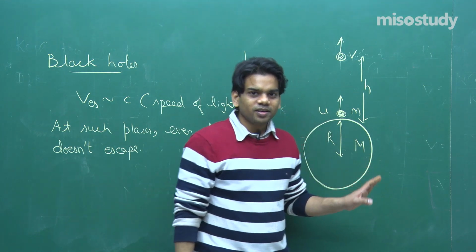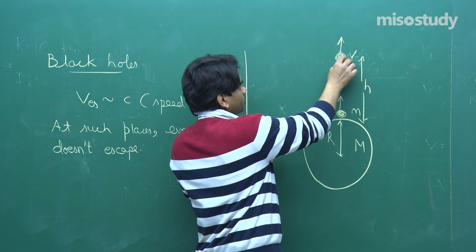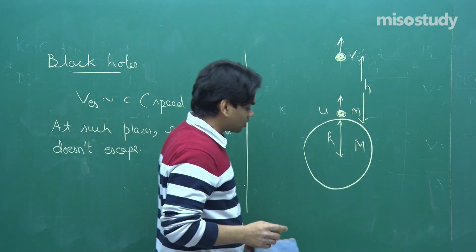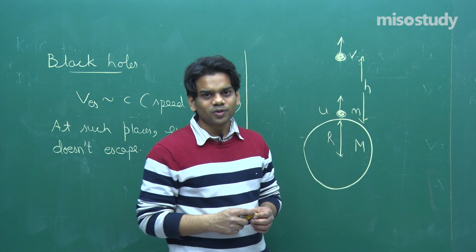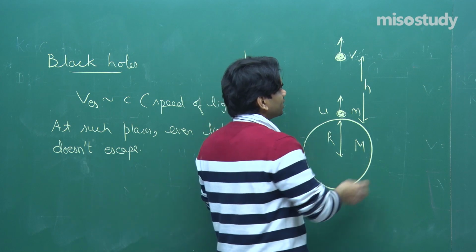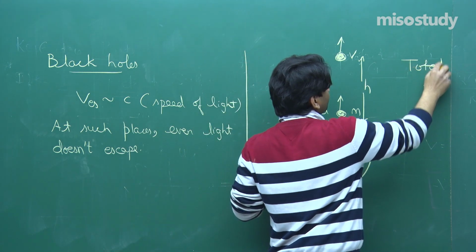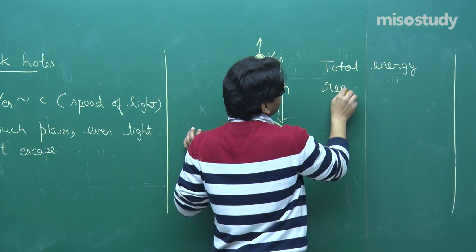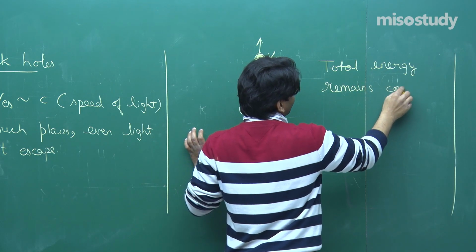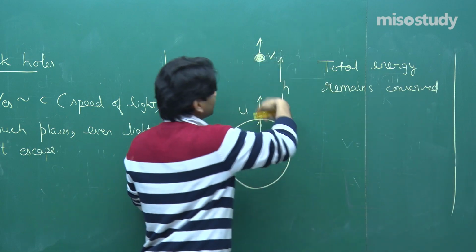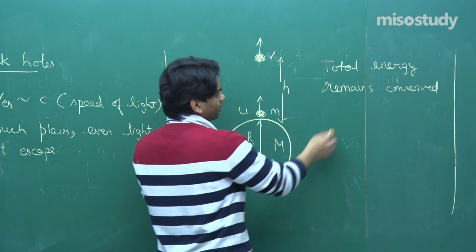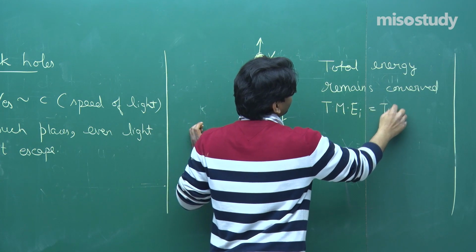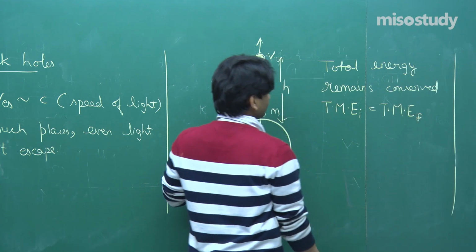Here, remember, if we talk about both Earth and this body as a system, since no external force acts on the system, the total energy will remain conserved. That means you may use one more equation for two different states. If I take the initial position, this, the total mechanical energy initial will be equal to the total mechanical energy final.